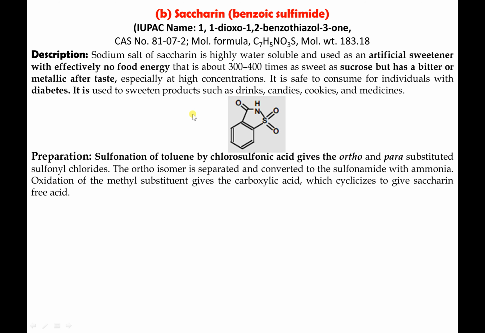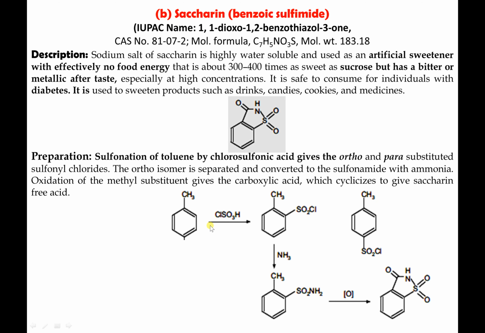For preparation, it is synthesized from toluene by the action of chlorosulfonic acid. So it is a simple chlorosulfonation reaction which results in 2 isomers, ortho and para. Para is not used here. It is useful for some other purpose, but the ortho isomer is then subjected to reaction with ammonia. So this chlorine is replaced and an amide is obtained, and then this is oxidized to cyclization to the target compound.